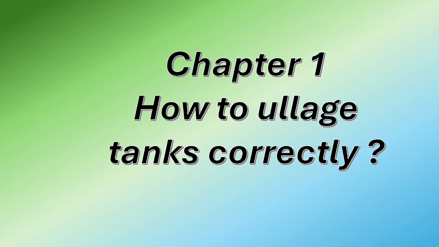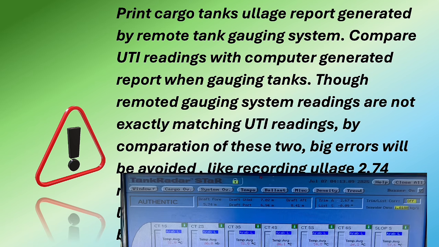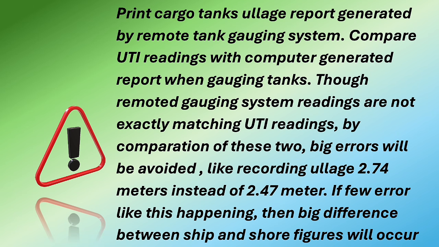Chapter 1, How to ullage tanks correctly. Before you go on the tank deck for ullaging, print the cargo tanks ullage report generated by the remote tank gauging system. Compare UTI readings with the computer-generated report when gauging tanks. Though remote gauging system readings do not exactly match UTI readings, by comparing the two, big errors will be avoided, like recording ullage 2.74 meters instead of 2.47 meters. If a few errors like this happen, then a big difference between ship and shore figures will occur.